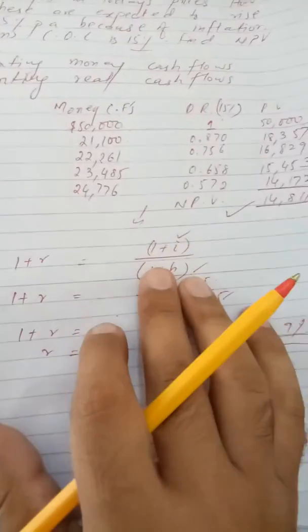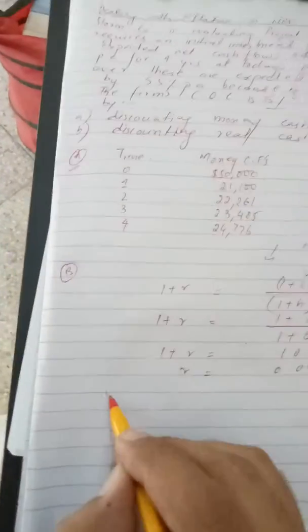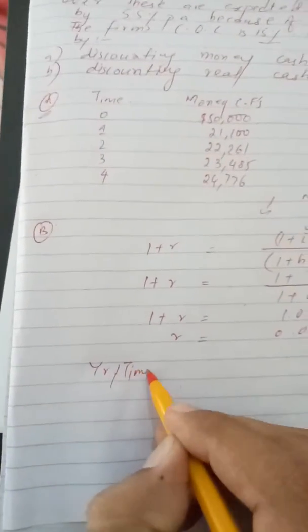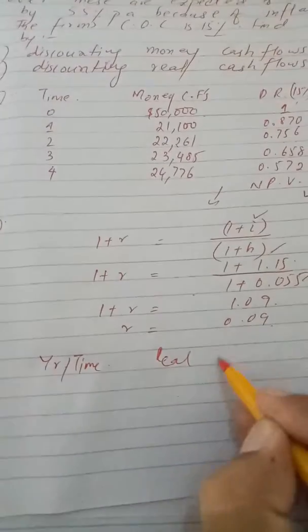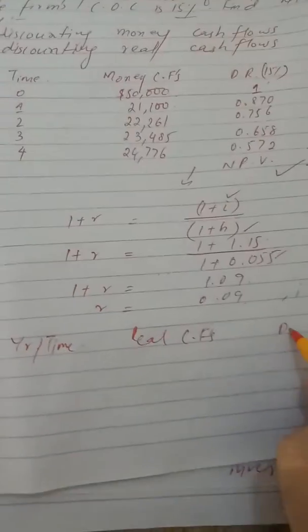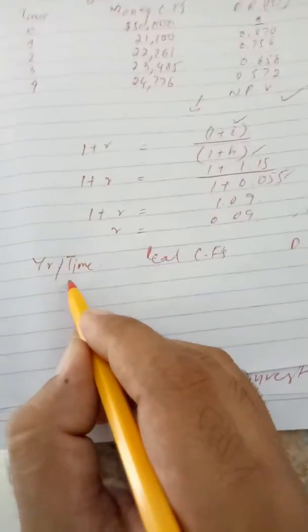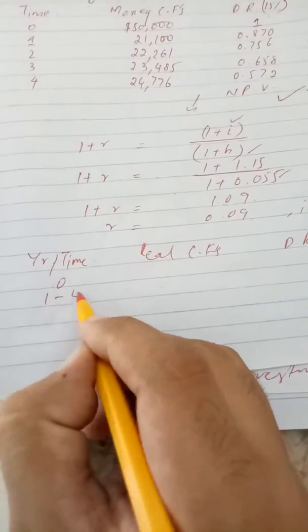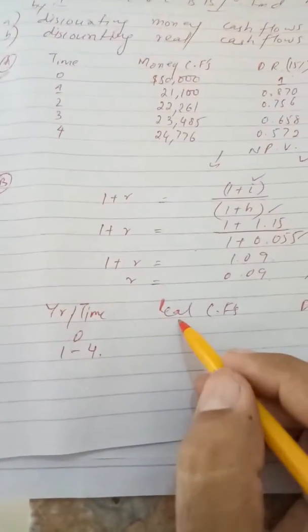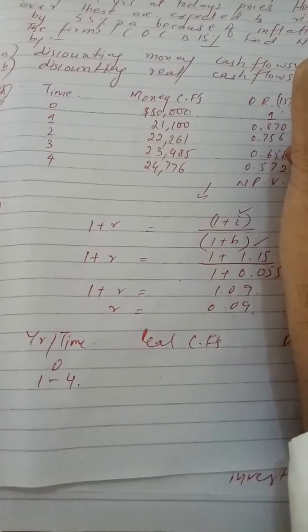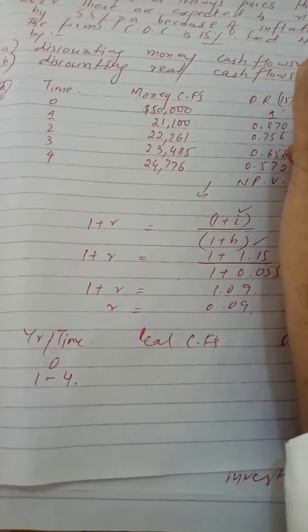So now just calculating the NPV at this rate: year or time, real cash flows, discount rate or factor, whatever you want to have, and that is the present value. For that reason year 0 is this, and from then it is 1 to 4. Because with discounted money cash flows you have to actually account for the inflation, but in real cash flows you don't need to account for the inflation.